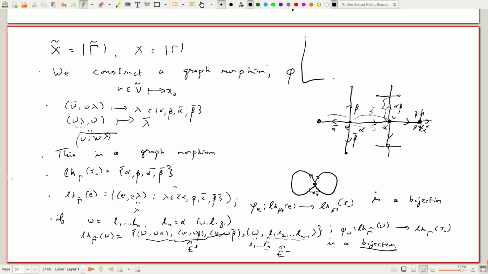From here, let's make the conclusion we want. The conclusion is that phi is a covering space map. So we have the combinatorial structure, we have a combinatorial map, and we have a topological conclusion from the work we did earlier that this is a covering space.